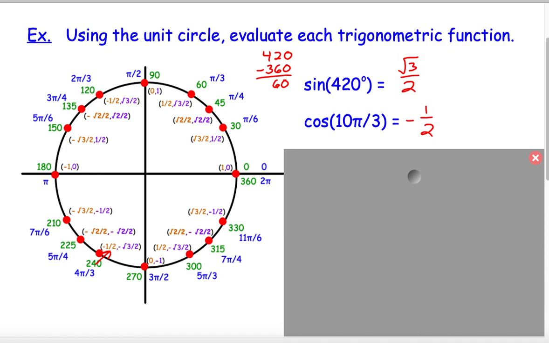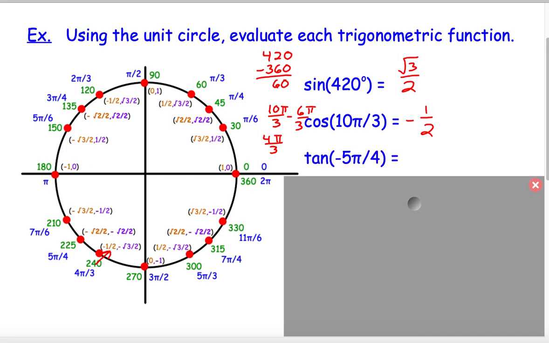Likewise, if it's in radians, do the same thing. We have 10 pi over 3. We know that's more than 2 pi, so let's subtract 2 pi. Well, in order to subtract these, I need to have a common denominator, so let's rewrite 2 pi as 6 pi over 3. And that leaves us with 4 pi over 3, so I know that's the angle that I'm really looking at. All right, let's keep going.